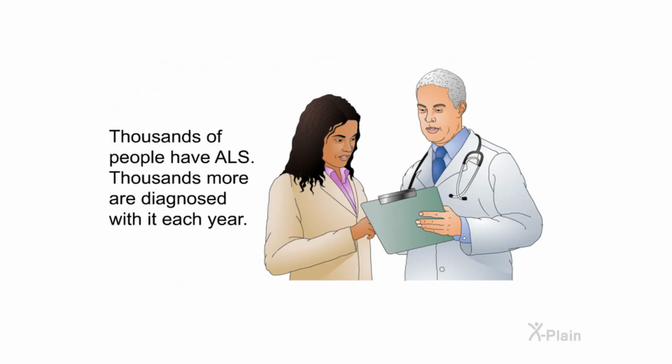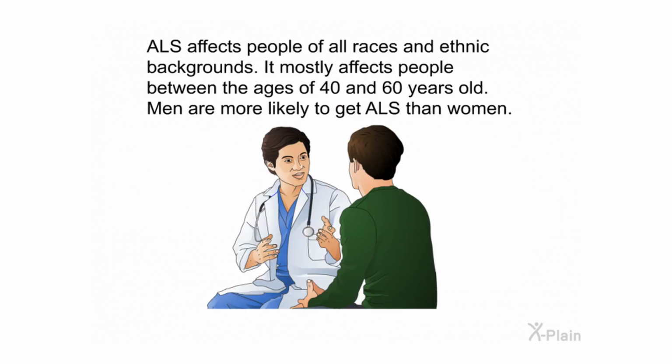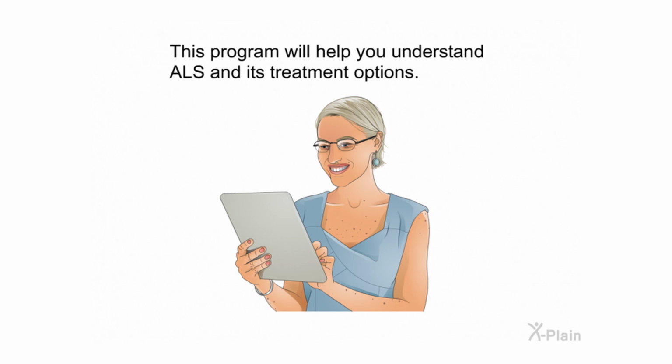Thousands of people have ALS. Thousands more are diagnosed with it each year. ALS affects people of all races and ethnic backgrounds. It mostly affects people between the ages of 40 and 60 years old. Men are more likely to get ALS than women. This program will help you understand ALS and its treatment options.